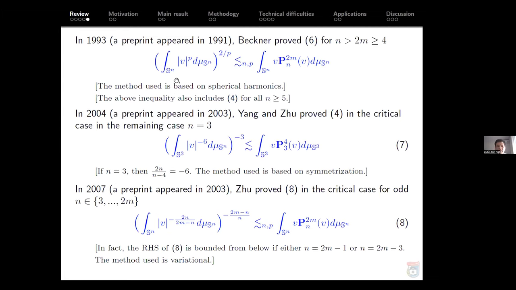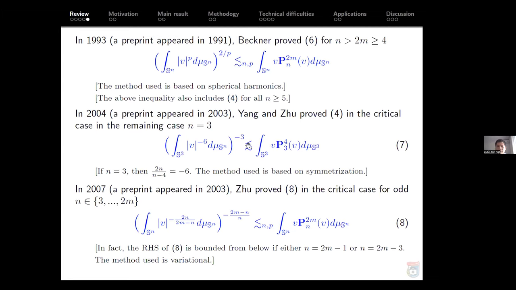All right. So here's the brief history on the numbers 4 and 6. So Beckner proved the 2m differential operator inequality using spherical harmonics. So this is just for n bigger than 4 in the case of a fourth order operator. And for three dimension, it is not known. This was not known until a preprint in 2003 by Yang and Yu. So they proved inequality 7. So this is the one I discussed in the previous slide.